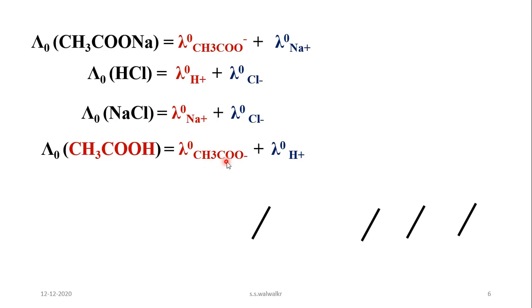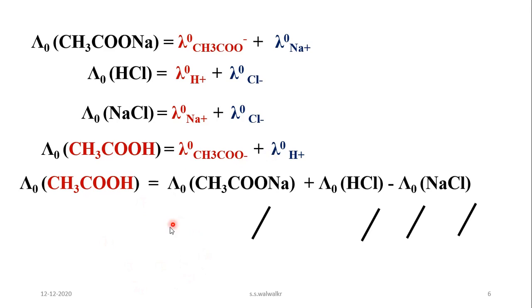Now if you see the expression for acetic acid, in this expression Cl ions are not there and sodium ions are not there. So we have to cancel these ions. See how this is carried out. For that, we first add the lambda 0 values of sodium acetate and HCl, and from that we subtract the lambda 0 value of NaCl. So lambda 0 of acetic acid is equal to lambda 0 of sodium acetate plus lambda 0 of HCl minus lambda 0 of NaCl.